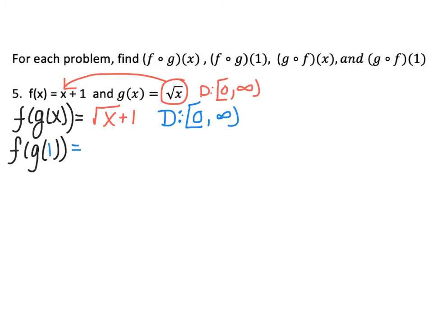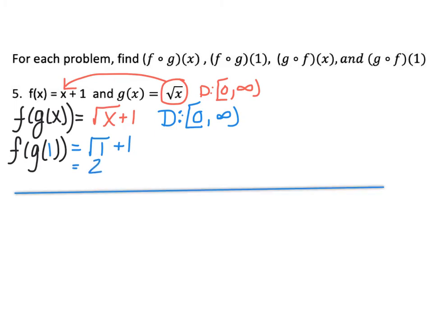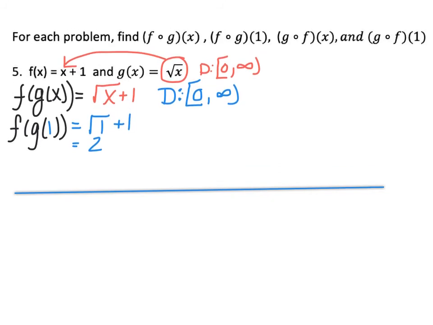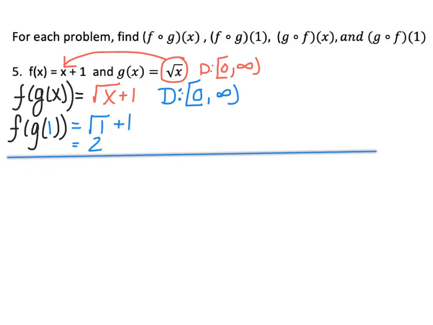Okay, so next we are asked to find f of g of 1, and that is within my domain. So I'm going to plug 1 into my new function, and that's going to give me root 1 plus 1. Well, root 1 is just 1, plus 1 is 2. Okay, now I'm going to switch directions, and again, we're going to see that this is not commutative. I'm going to get a different function when I go.